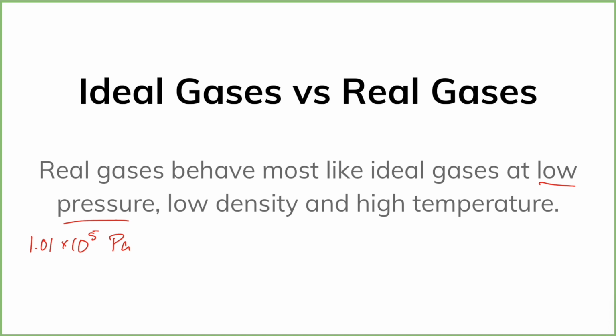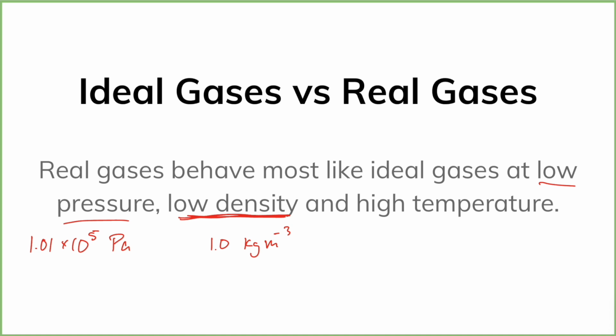We also want it to have a low density. A low density would be somewhere around 1 kilogram per meter cubed, so something a bit lower than that. Anything lower than that, maybe even up to 1.5 kilograms per meter cubed, you have a very small difference between a real gas and an ideal gas.